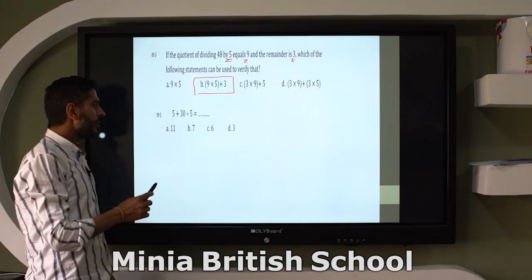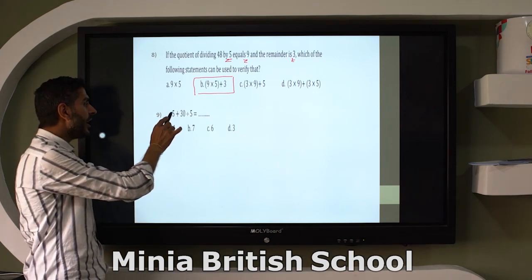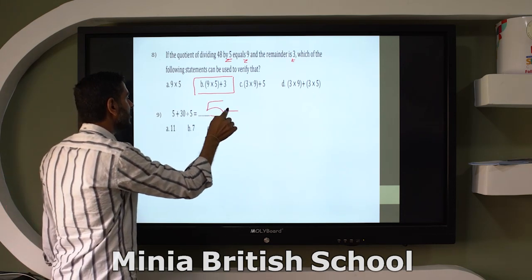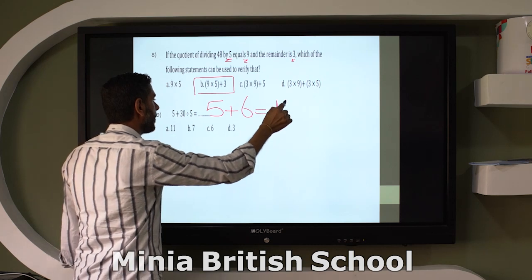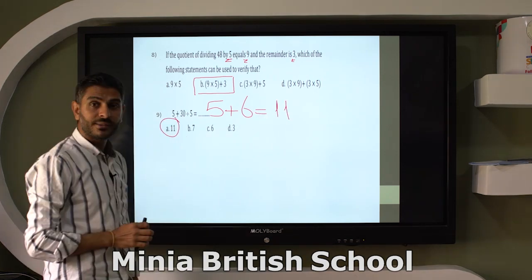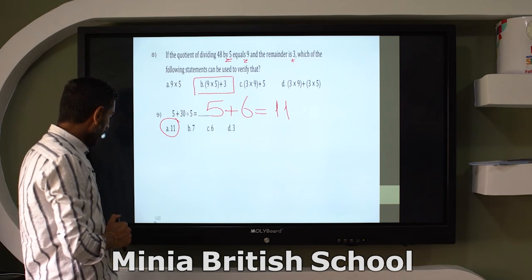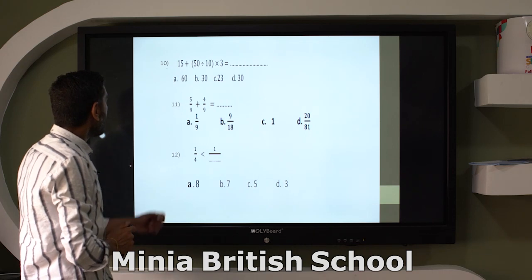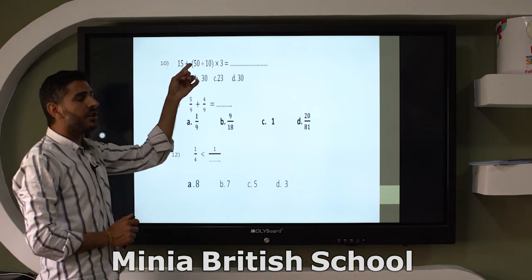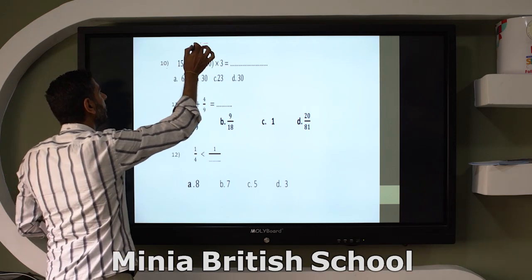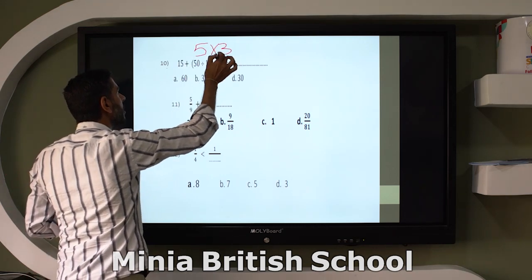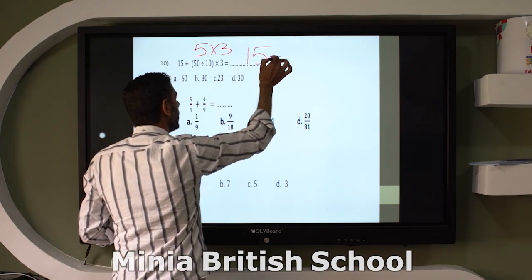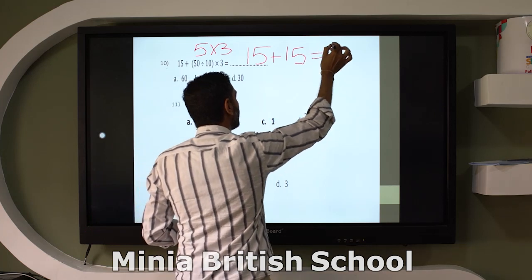Okay, next one. Here the first step, divide. 30 divided by 5 equals 6. 5 plus 6 equals 11. Okay. Between brackets first, 50 divided by 10 equals 5. 5 times 3 equals 15. 15 plus 15 equals 30.